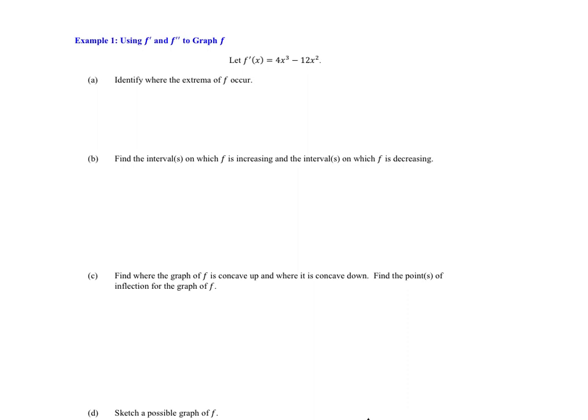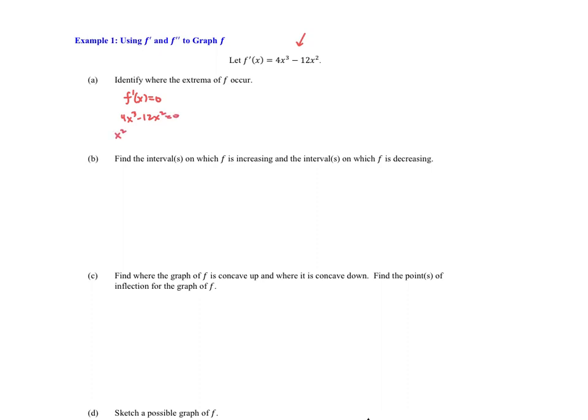All right, here we are, example 1, using f prime and f double prime to graph f. Here we've got f prime. Identify where any local extrema of f occur. So recall that we want to determine where f prime equals 0 or doesn't exist. Well, this is a polynomial, so it'll always exist. So I'm going to set 4x cubed minus 12x squared equal to 0.